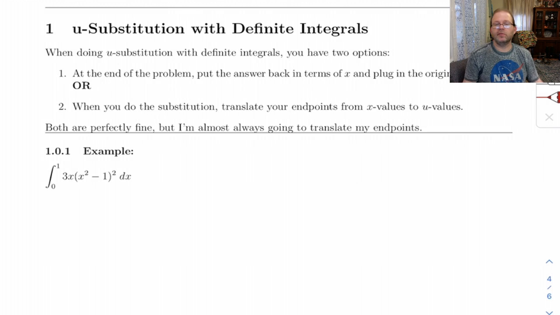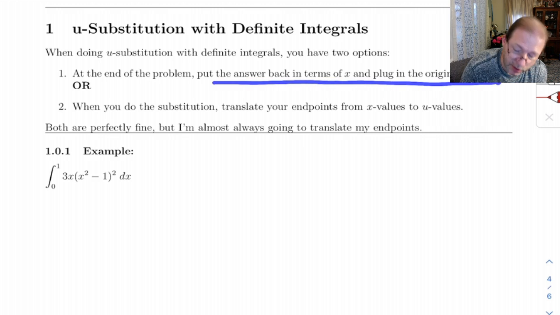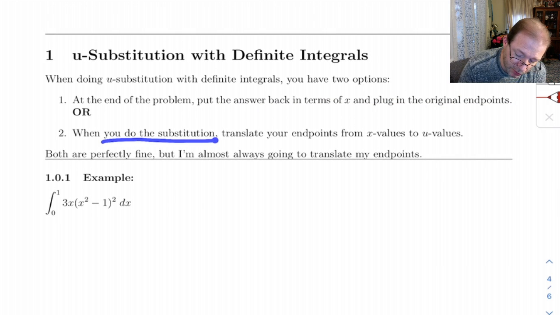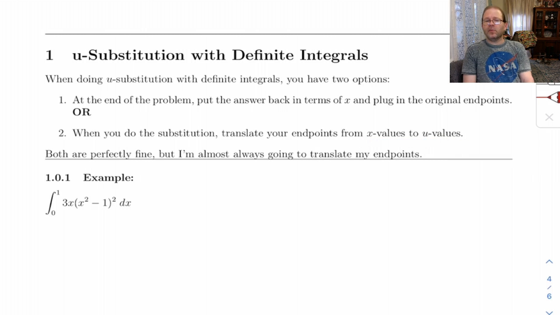All right, let's look at u substitution with definite integrals. When you do u substitution with definite integrals, it's the same as before with the indefinite ones. The only difference is at the end, you've got two options. You can either put the answer back in terms of x and plug in the original endpoints, or when you do the actual substitution part, you can translate your endpoints from x values to u values. And that's what I tend to do. Both are fine, but I'm going to translate my endpoints probably pretty much all the time.